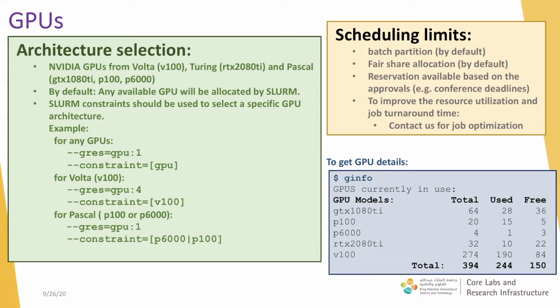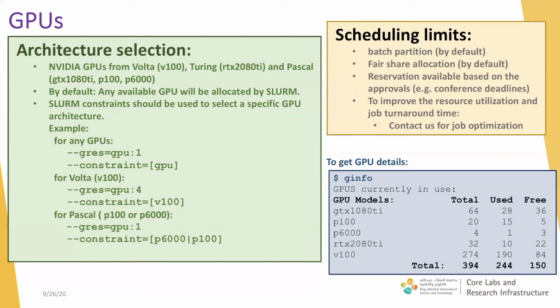Further, you can actually select the options. Say for example, I'm interested to run with Pascal GPU. I'll be fine with Pascal P100 or Pascal P6000 GPUs by selecting the options with the pipe operator, which is also available as part of Slurm constraint.